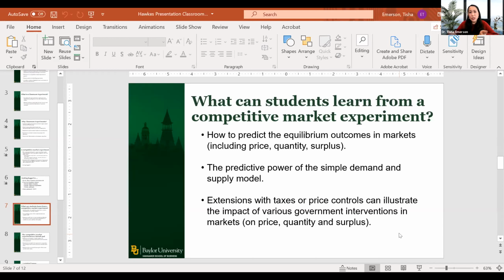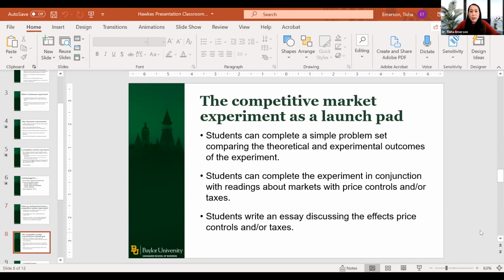But you could just go back to the Apple market and add a price control. And there you could do both a price ceiling and a price floor, in separate treatments. And I think the students really gain a lot from that. And then this also could be a launch pad to more. And I really would suggest that there would be more beyond the debrief in class.